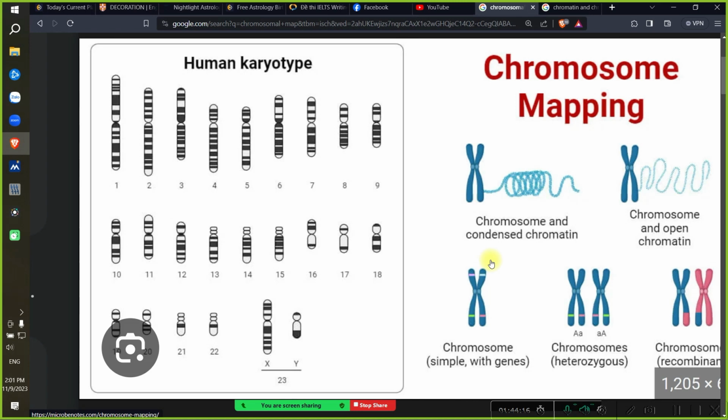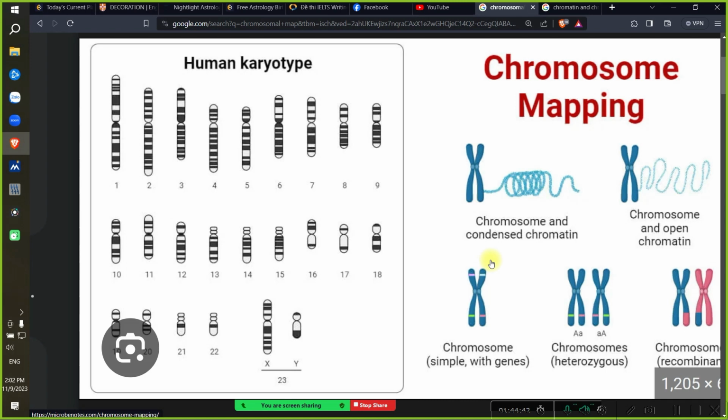Basically, the chromosome map tells you how many different chromosomes there are in one human cell. How many pairs of chromosomes are there in a human cell?